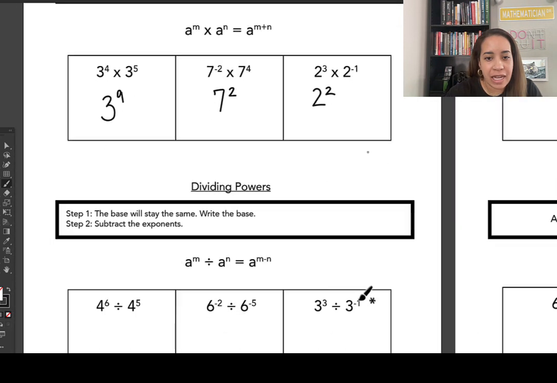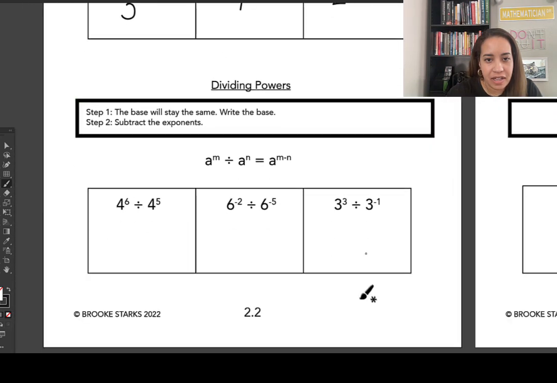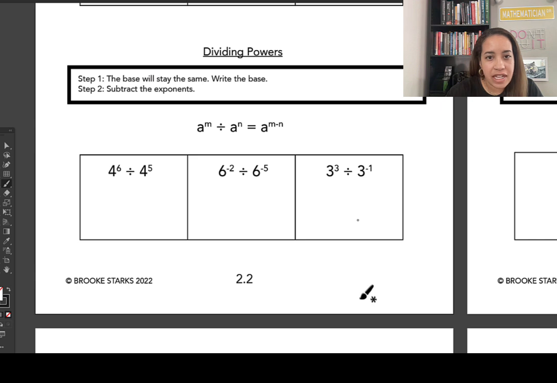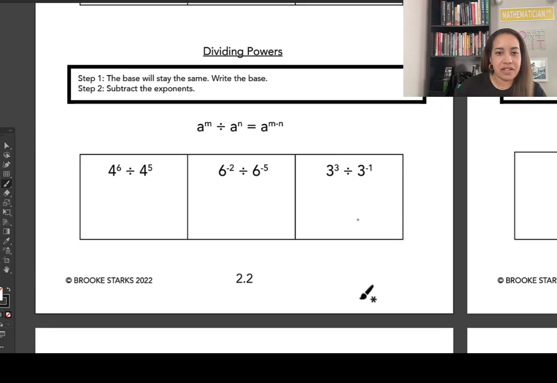Here's another type of problem that we'll see today. This next rule is all about dividing powers. This time, if we see a division problem, the base or the big number will stay the same. We will write the big number. Next, we will subtract the exponents.